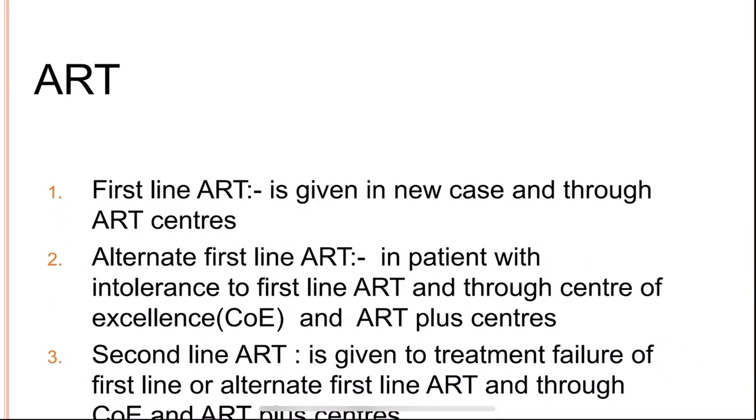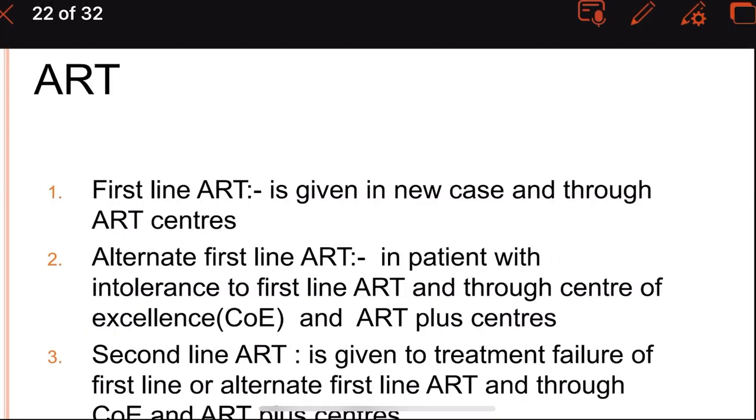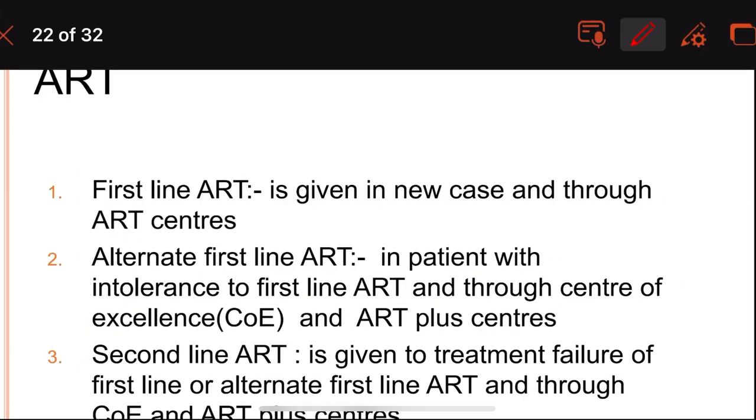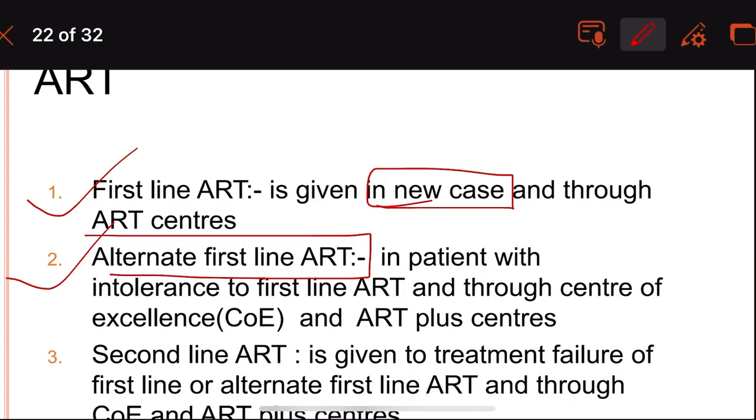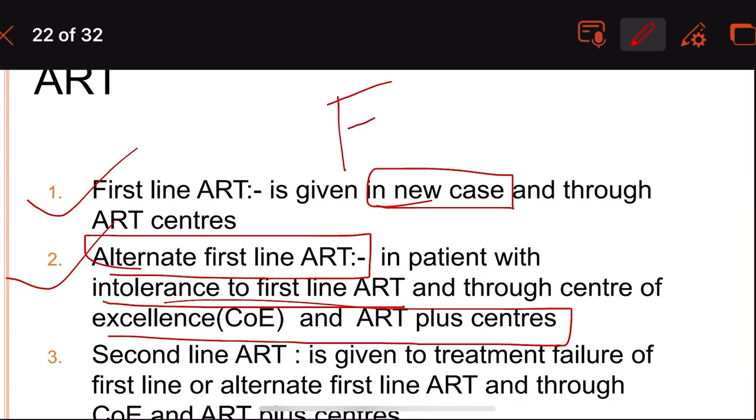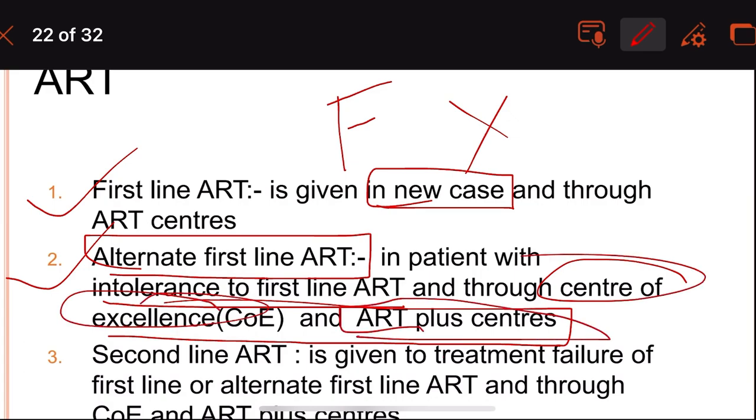ART. So ART, we saw it's a first line ART which is given to new cases through the ART centers. We will quickly revise the points we studied. We also have this alternate first line ART, where patients with intolerance to the first line ART will have the center of excellence and ART plus centers. So these patients who are resistant to the first line of treatment have the center of excellence and ART plus centers.